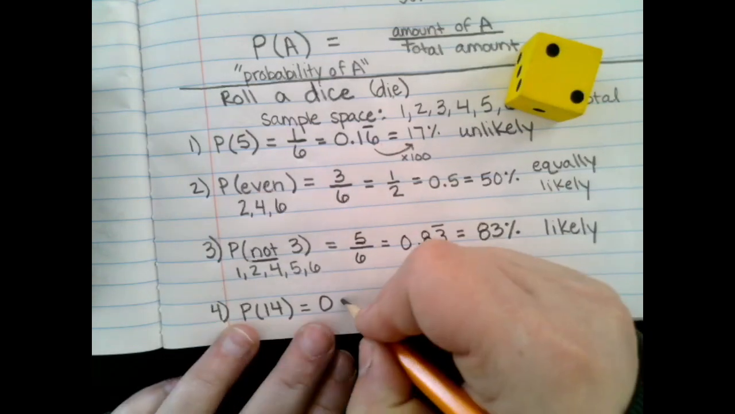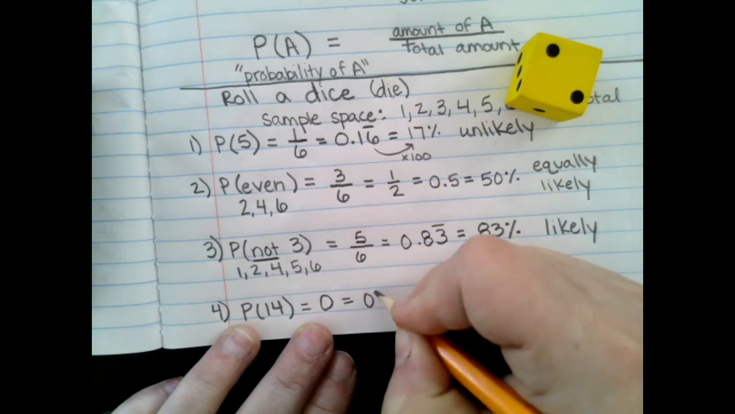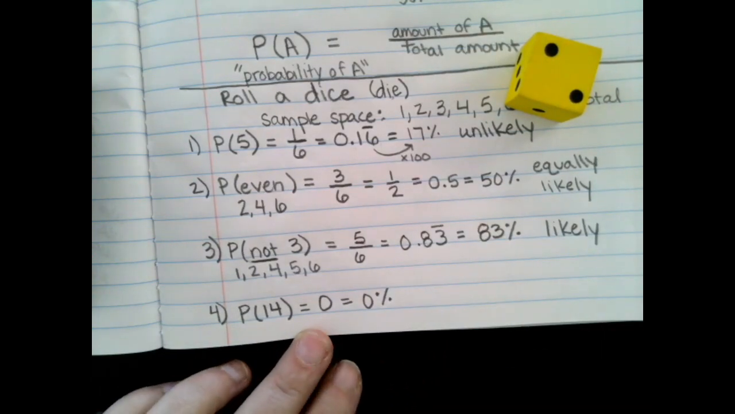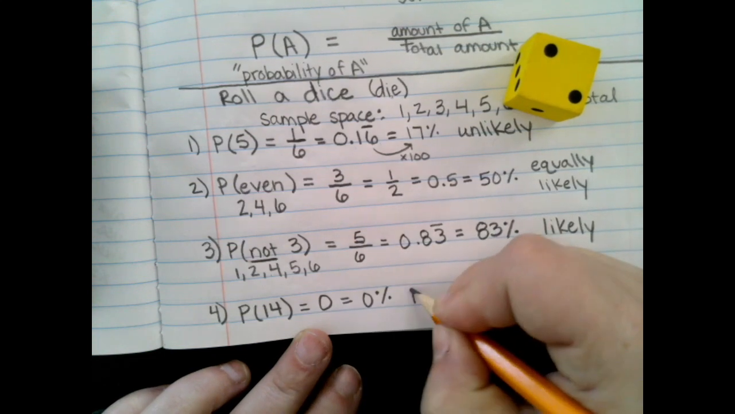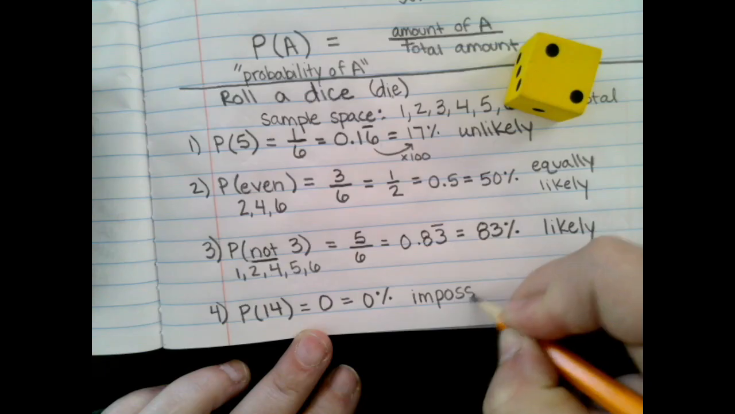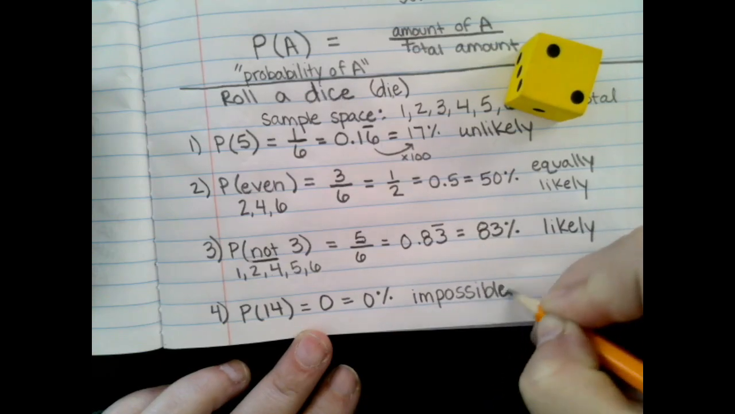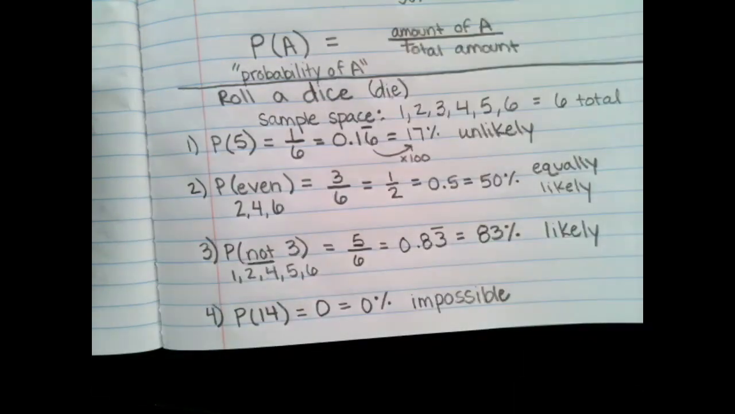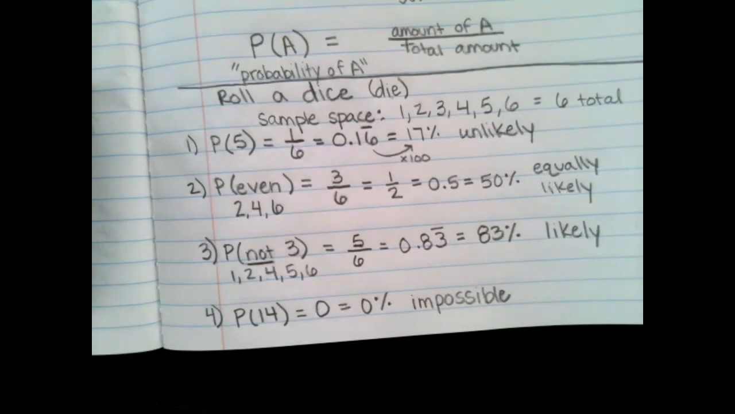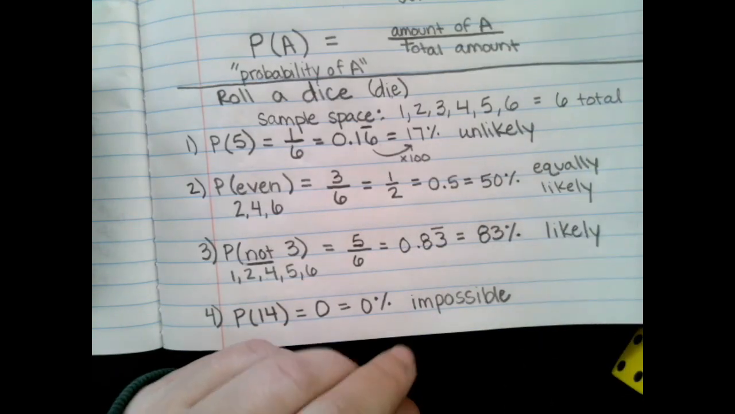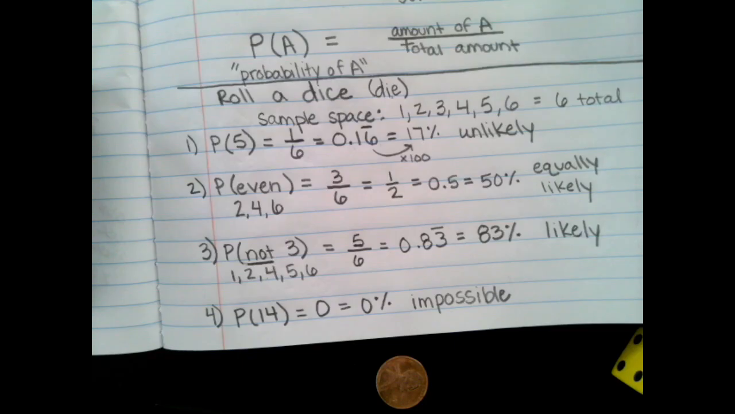Okay, so 0, which is what percent? 0%. And what category is 0%? Impossible. It will never happen. Okay, I know that there's more dice. We're going to actually use some of those dice that are more than 6-sided dice later on. But for now, today we're just using a regular one. And on a regular one, it would be impossible to get a 14. All right, questions?